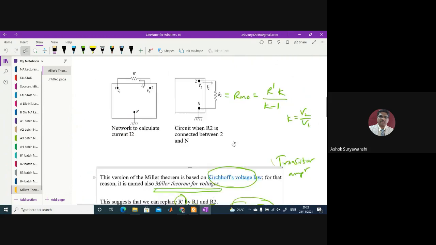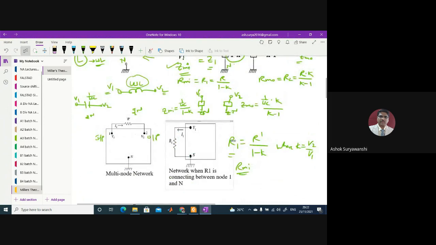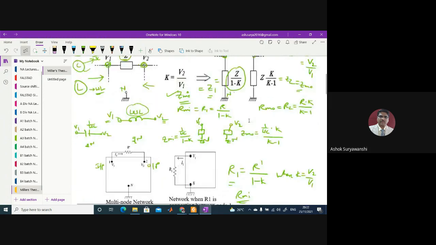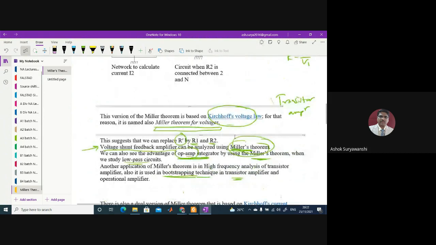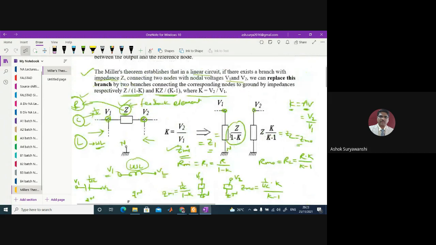Now how are we getting this particular Miller's input and output resistance, or Miller's input and output impedance? Let us try to understand, as mentioned here, that this particular theorem uses Kirchhoff's voltage law. So let us now try to understand using Kirchhoff's voltage law.